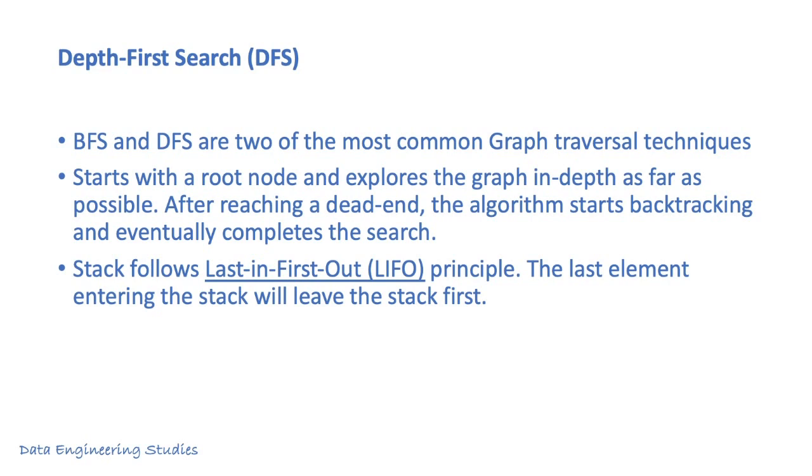For traversing a graph, depth first search starts with the root node and explores the graph in depth as far as possible. After reaching a dead end, the algorithm starts backtracking and eventually completes the search. The stack follows the first in last out principle, that is, the last element entering the stack will leave the stack first. Let's visualize DFS with an example.